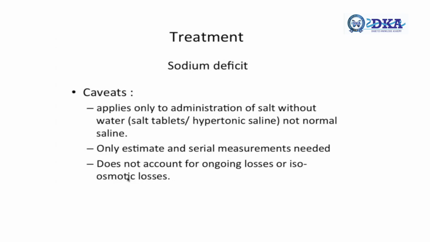It does not account for ongoing losses or isoosmotic losses. I'm not going to get into very complex situations where you have somebody who has undergone a gastrointestinal surgery or a Whipple's procedure, on a Ryle's tube, with an active drain, a urinary catheter, and is profusely sweating in a non-temperature controlled environment. In all these kinds of situations, the amount of sodium loss will be much higher. But the formula will be sufficient to start with.